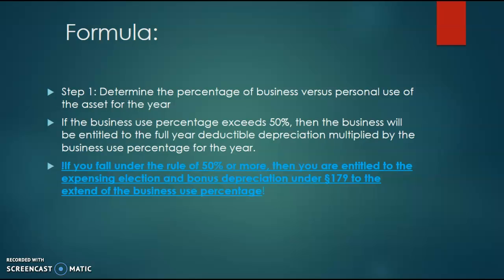compute the allowable percentage? First, we should determine the percentage of business versus personal use of the assets for the year. Then, if the business use percentage exceeds 50%, the business will be entitled to the full year deductible depreciation multiplied by the business use percentage for the year. If you fall under the rule of 50% or more, then you're entitled to expense election and bonus depreciation under 179 to the extent of the business use percentage.